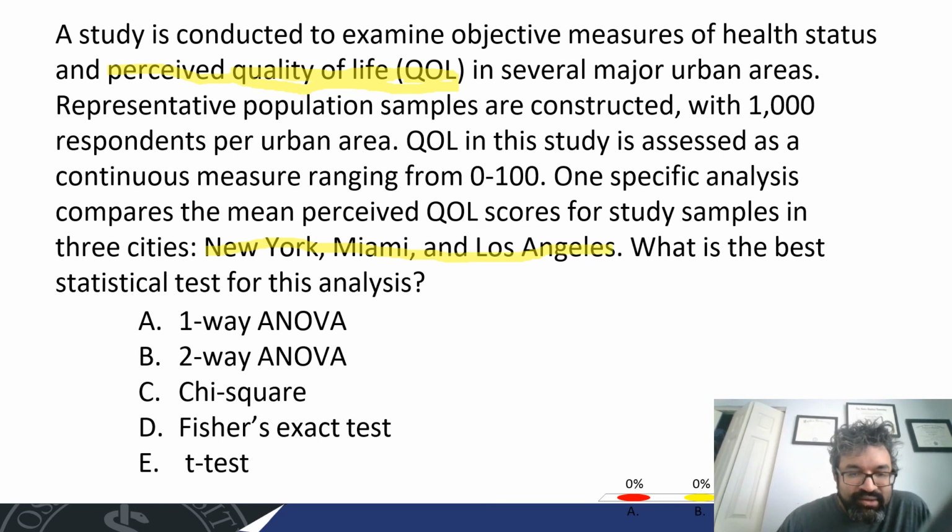So that automatically eliminates B because that's two independent variables. Chi-square I don't think will work for quality of life because it's a continuous measure from 0 to 100, we were told. So Fisher's exact, when you eliminate chi-square, you can eliminate that. Now we have remaining t-test, which is, remember, 2 categories, and we're talking about New York, Miami, and Los Angeles, so the only one remaining is one-way ANOVA, and that is your correct answer.